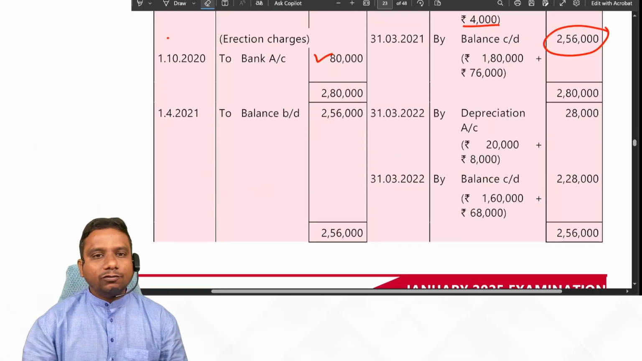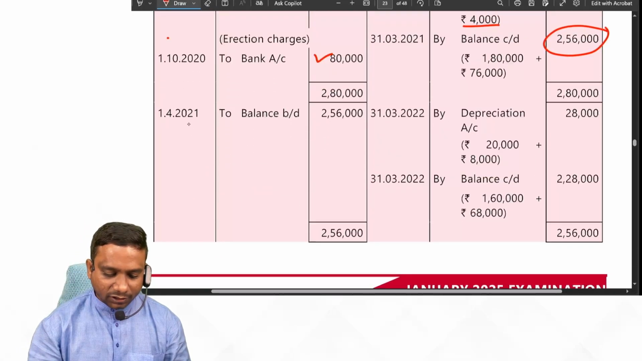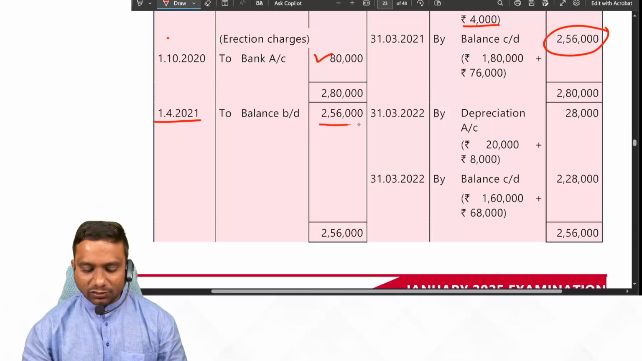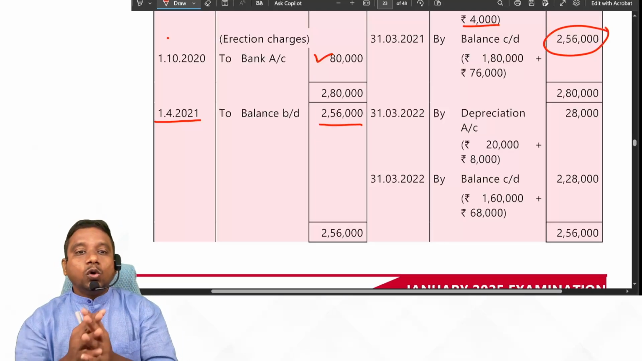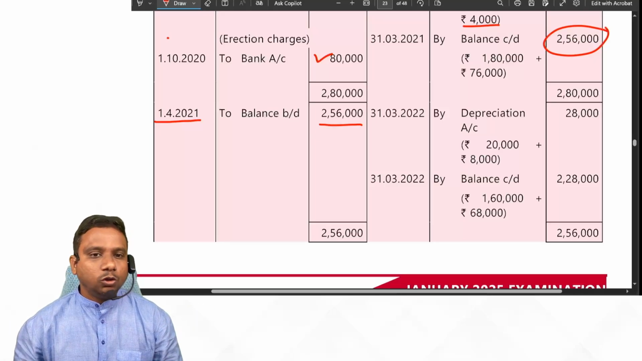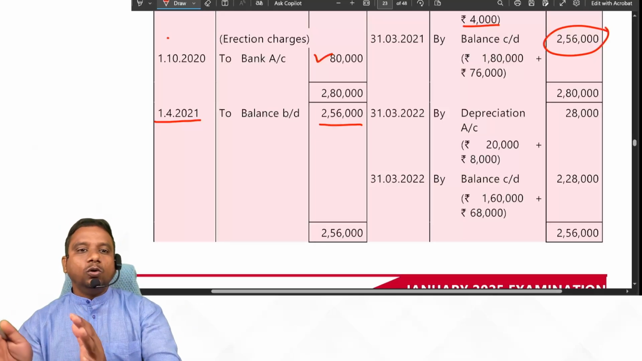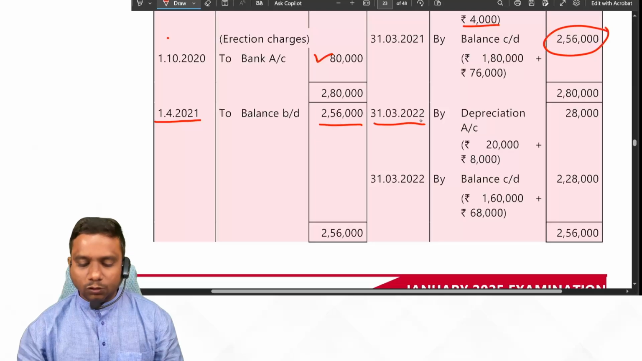Now the same is carried forward to the next financial year, that is 1/4/2021, to balance 2 lakh 56. Now if you observe 2021-22, no transaction happened. No transaction happened. Now directly we go to the year end, 31st March 2022.